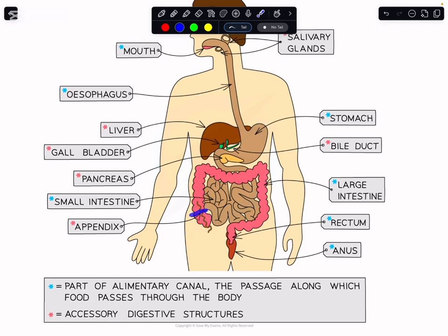And then from here till here, this is what we refer to as the colon, and that is the part where the undigested food particles would be stored for some time. So this is the rectum, and the rectum is eliminating at the point of the anus.